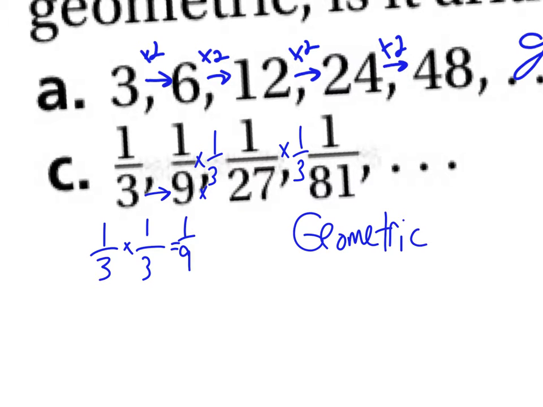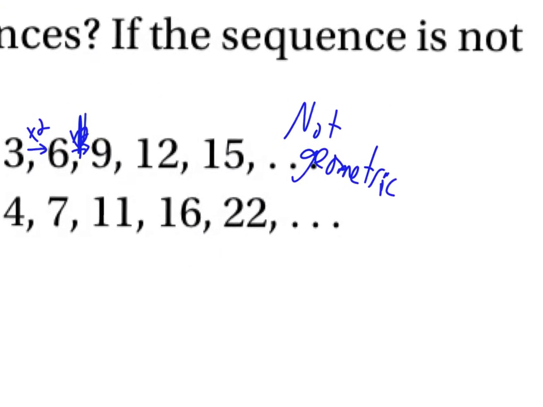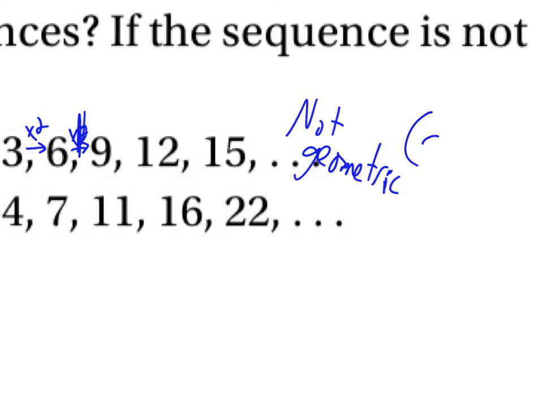Oh, and it did say, sorry, I missed the directions. It said, if it is not geometric, is it arithmetic? So on part B, we would say not geometric, but it is arithmetic, because they are adding 3 every time.